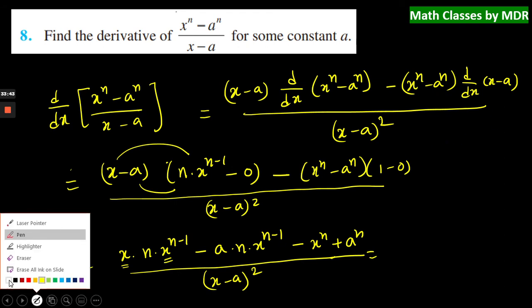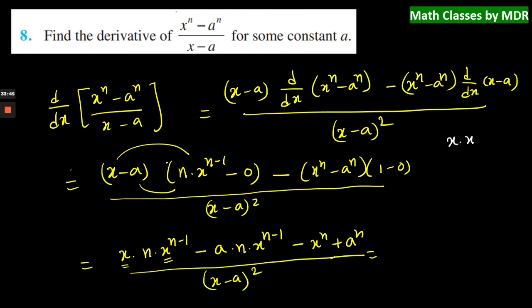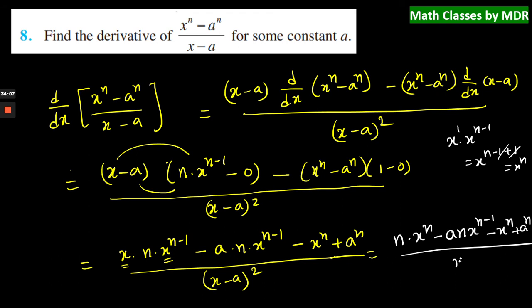I can write it as x into x power n minus 1 is nothing but, here power is 1. So we know that when you have the same base, powers can be added, n minus 1 plus 1. So that this gets cancelled, we get x to the power n. So that n into x to the power n minus an x to the power n minus 1 minus x to the power n plus a to the power n whole divided by x minus a whole square. This is the derivative of this.